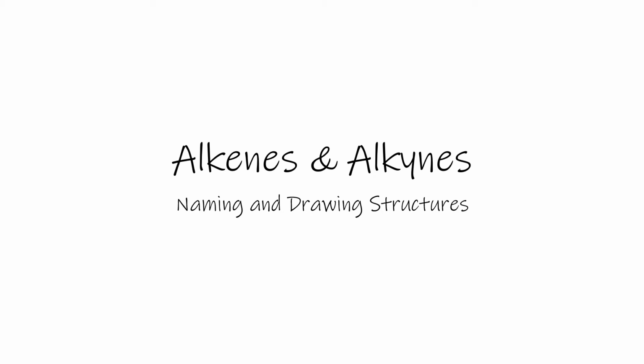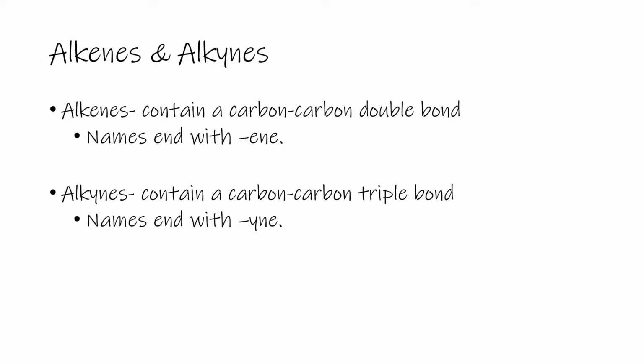In this video, we're going to look at how to name and draw alkenes and alkynes. Alkenes are hydrocarbons that contain at least one carbon-carbon double bond, and the names of alkenes end with -ene. So we're going to use those prefixes that tell us how many carbons are in each hydrocarbon, and then we'll add an -ene ending to it, and that'll tell us that it's an alkene. Alkynes contain at least one carbon-carbon triple bond, and their names end with -yne.